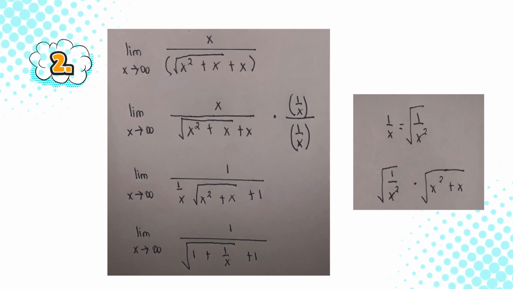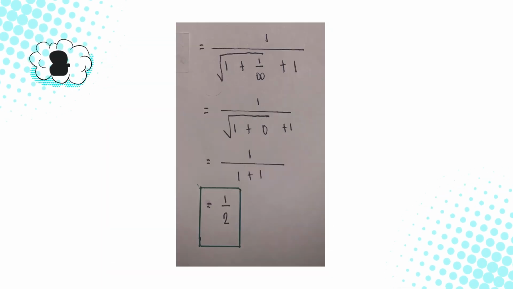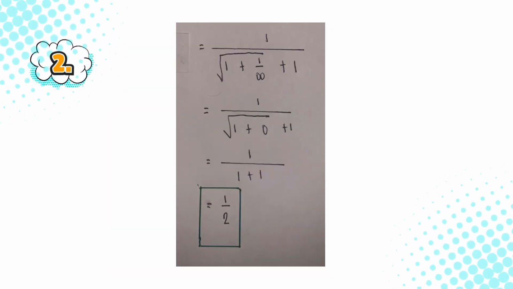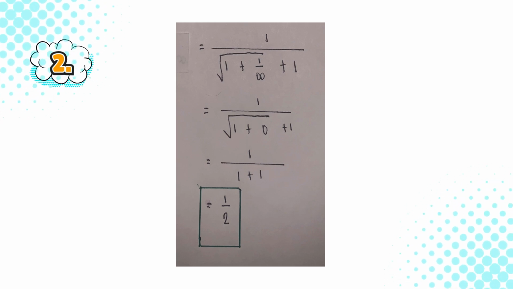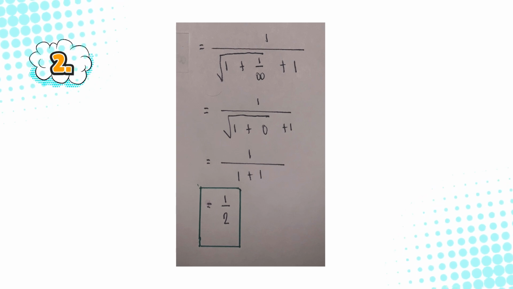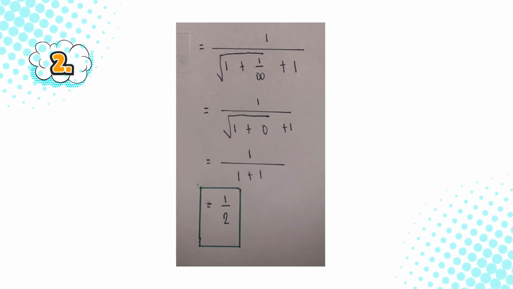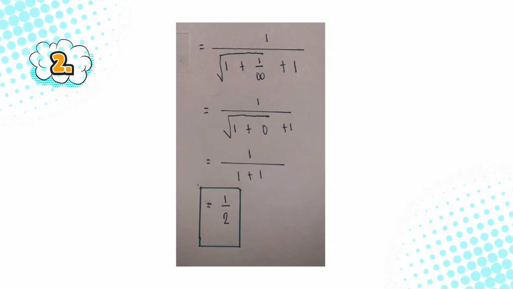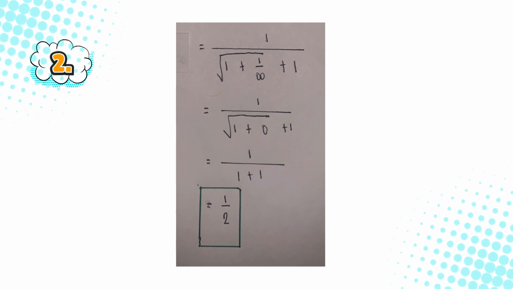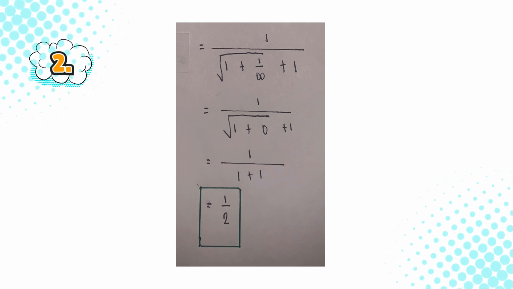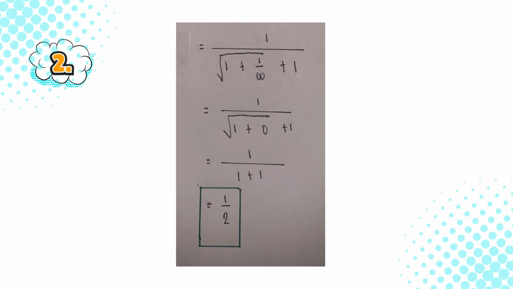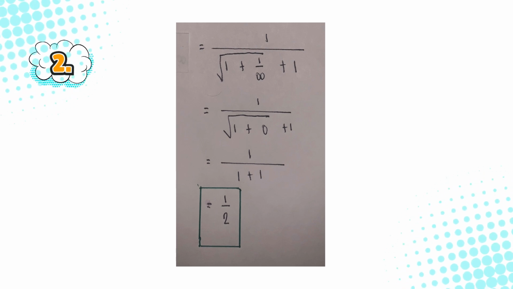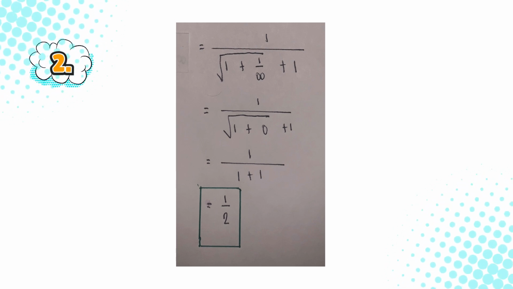as x approaches infinity. For a constant divided by a variable, that is going to be 1 over infinity, which is equal to 0. So this will become 1 over the square root of 1 plus 0 plus 1. 1 plus 0 is 1, and the square root of 1 is 1. And 1 plus 1 is 2, and the final answer is 1 over 2.